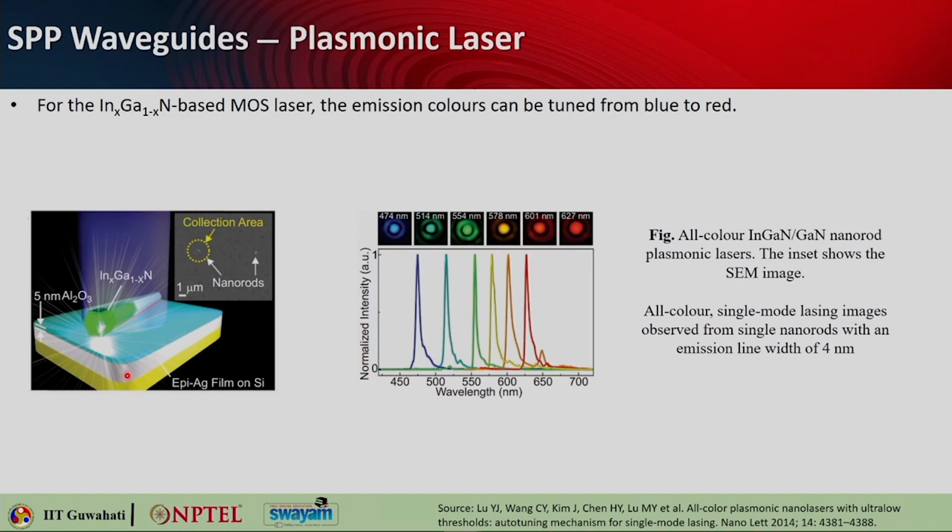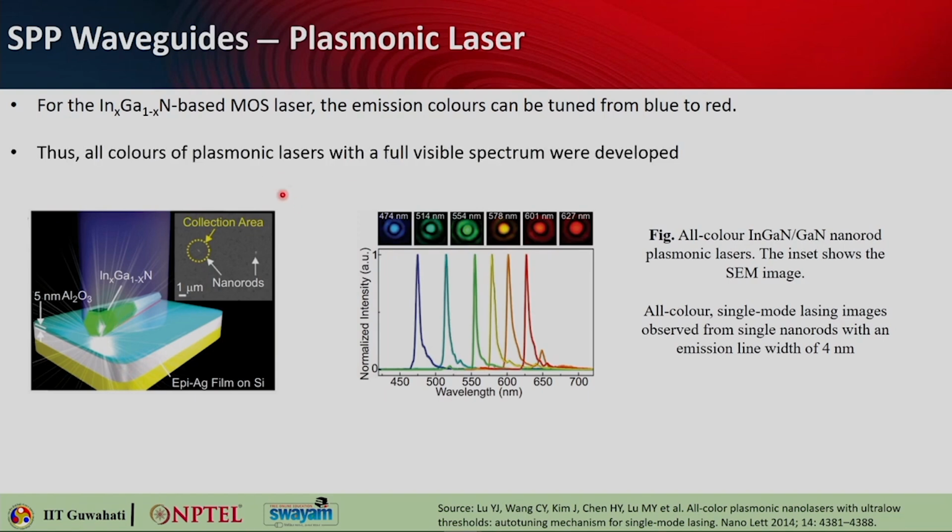So what is happening? It is a metal oxide semiconductor kind of arrangement, and you are able to see that these indium gallium nitride or gallium nitride nanorod plasmonic lasers are able to give all different colors. All color single mode lasing images, as you can see here, start from 474, that is kind of blue, and then 627, that is red. All this can be observed from a single nanorod with emission linewidth of around 4 nanometers. So that is very good.